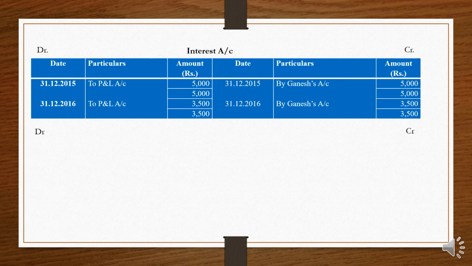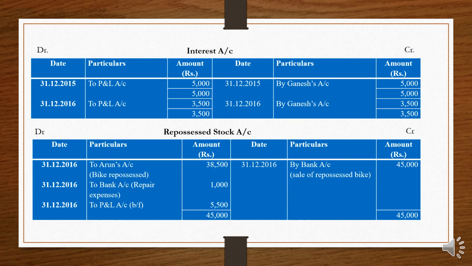Okay, the last ledger account in the books of hire vendor is repossessed stock account. The asset is being repossessed in the second year. Therefore, in the second year the bike is being sold, but before selling the asset we have to pass a journal entry for repossessed stock account. The journal entry is, on 31st December 2015, repossessed stock account debtor to Arun's account with the amount of the bike repossessed, that is 38,500.